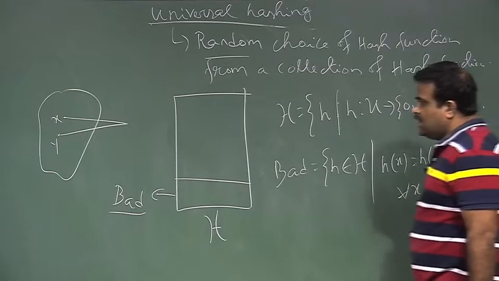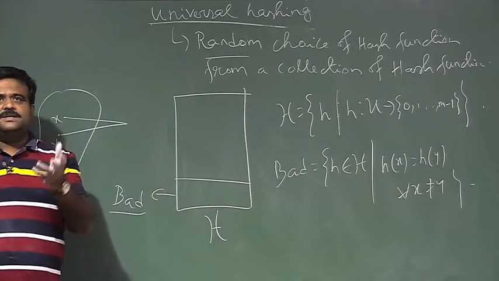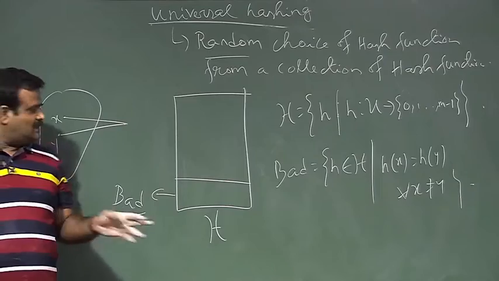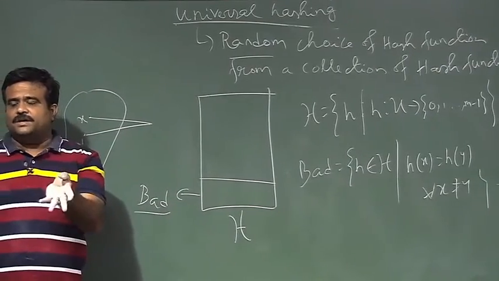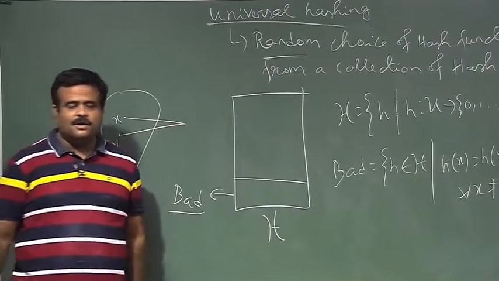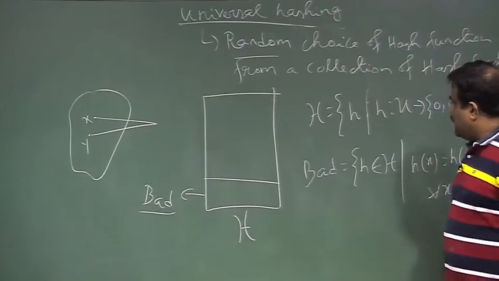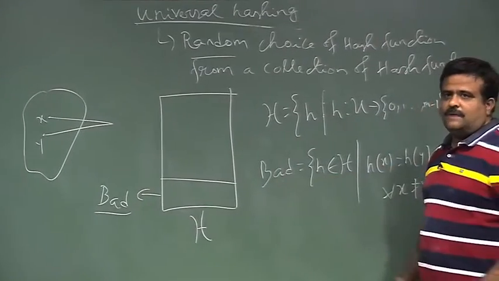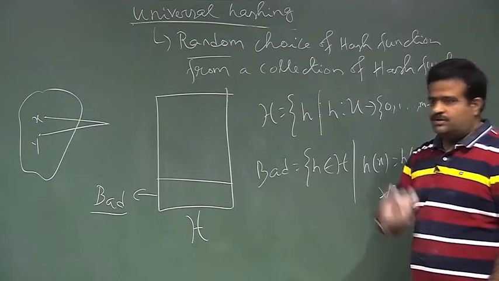So this is called the bad portion. That means if our hash function is coming from this portion, then there has to be a collision for any two distinct keys. If we choose any two distinct keys, then definitely they will be colliding; there will be a collision. So this is called the bad portion. I referred to this as a bad portion because it is giving us a collision for sure.